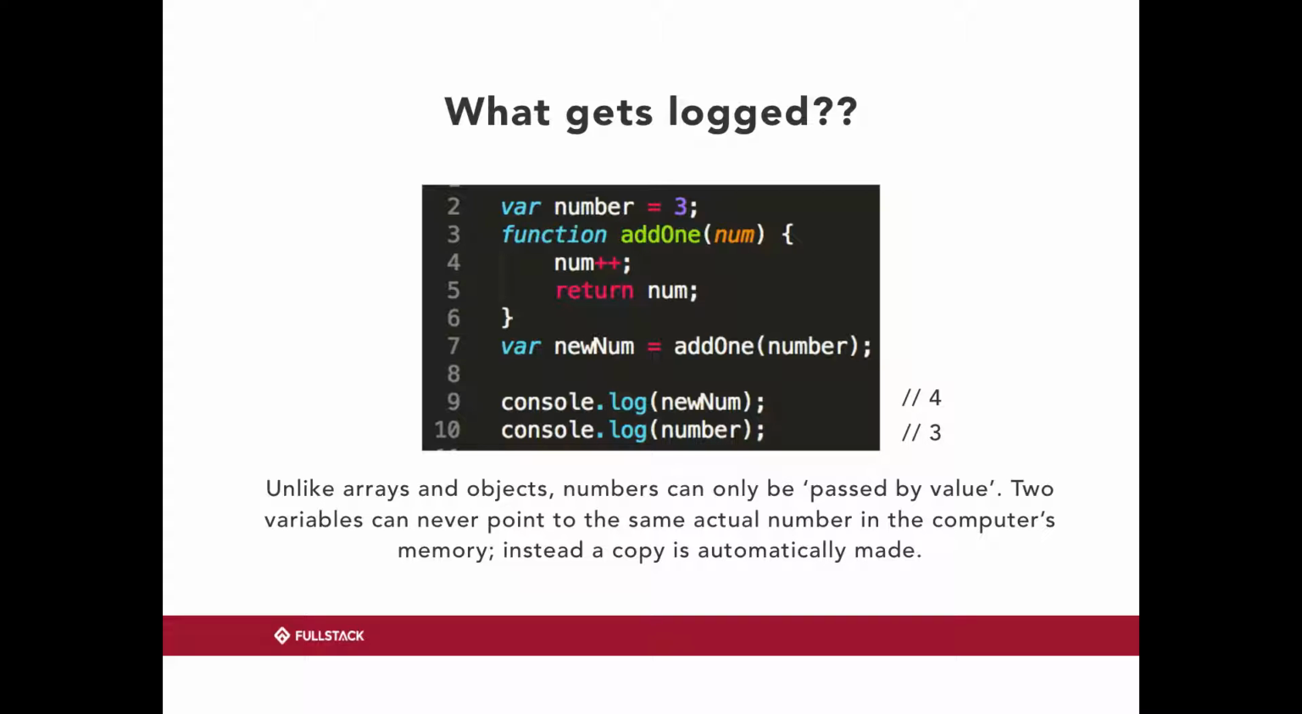By the end of this, it's a pretty clear example. We did something to num, but it was to the pass by value of num, which is a copy of num, not num itself. Num is still going to be 3. New num is now going to be 4.